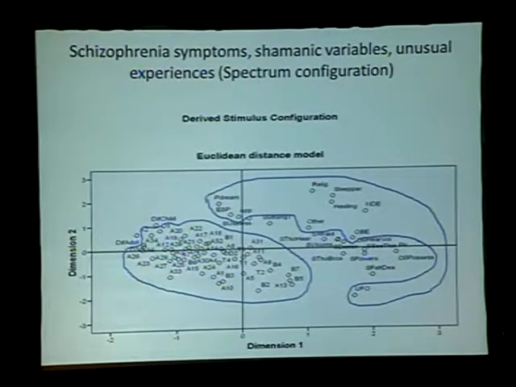Here are our unusual experiences. Here are our schizophrenia symptoms. Here are our shamanic variables, forming a very tight cluster, all grouped together. Here's difficulty in childhood and difficulty in adolescence, these two places. Here's the UFOs down here. Somehow this wraps around. Let's look at another analysis.